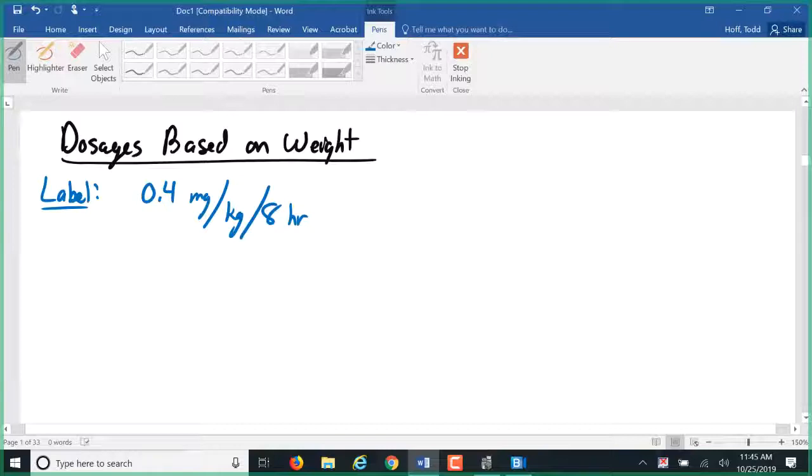So it not only specifies an amount, it specifies how often that amount can be administered. To start our calculation, we will usually ignore that time frame of 8 hours. We're not completely getting rid of it, we're just setting it aside and we're going to put it back on when we're done. Whatever our result is, we know that is a dosage for an 8-hour period. So we're working with 0.4 milligrams per kilogram.